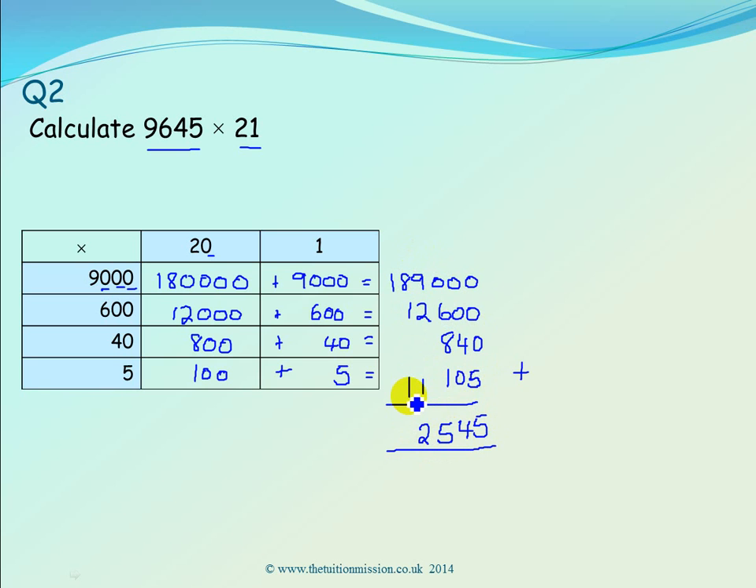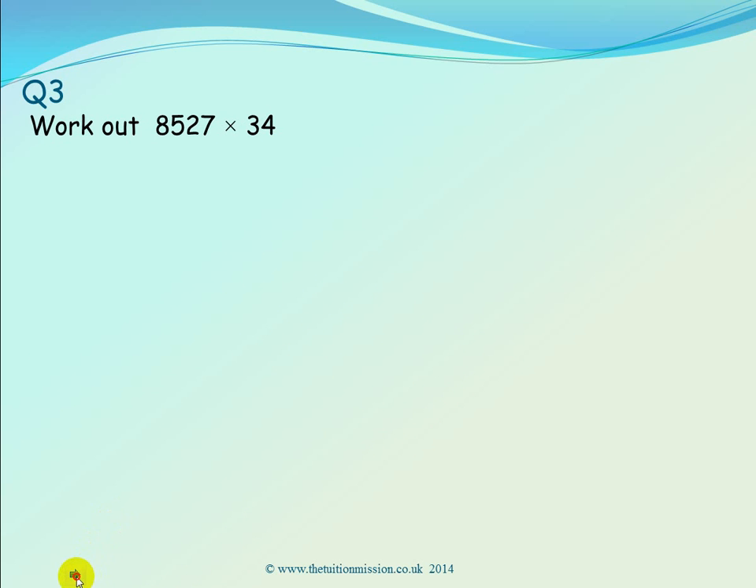8 and 1 is 9 and 1 I carried is 10, so write the 0 down and carry across to the 100,000s. So the 1 we've got and the 1 we carried gives us 2 100,000s. So 202,545. Right, we'll do a couple more and then you can have a go at some.